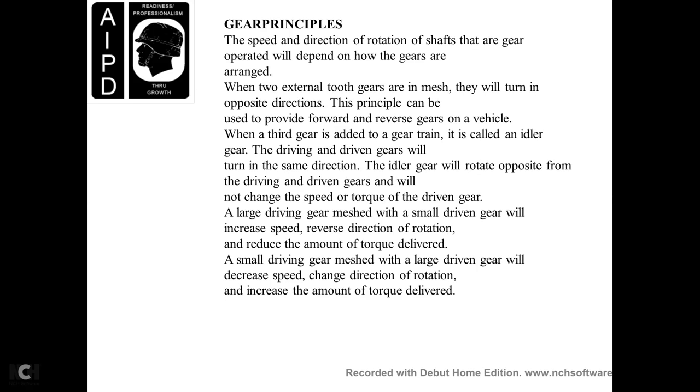The idler gear will rotate in the opposite direction from the driving and the driven gears, and will not change the speed or the torque of the driven gear. A large driving gear meshed with a small driven gear will increase speed, reverse the direction of rotation, and reduce the amount of torque delivered. A small driving gear meshed with a large driven gear will decrease the speed, change the direction of rotation, and increase the amount of torque delivered.